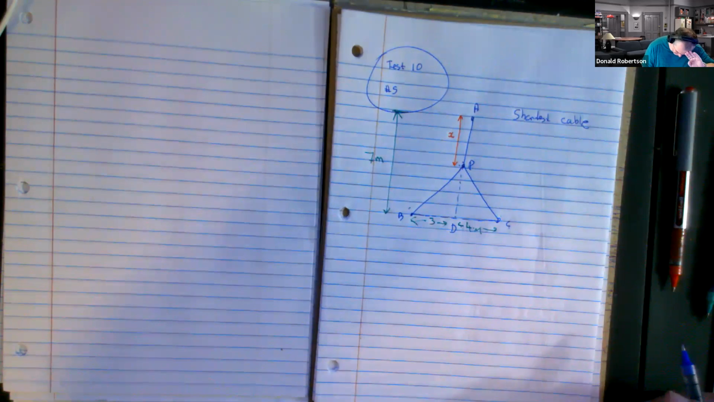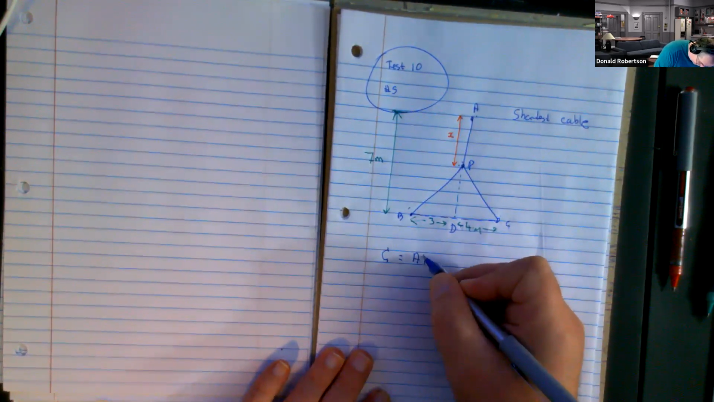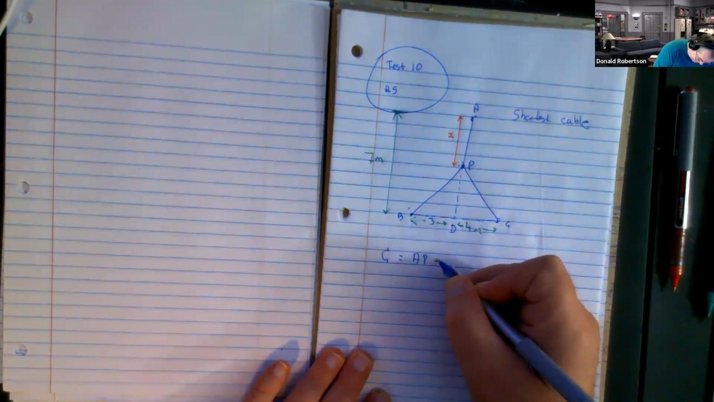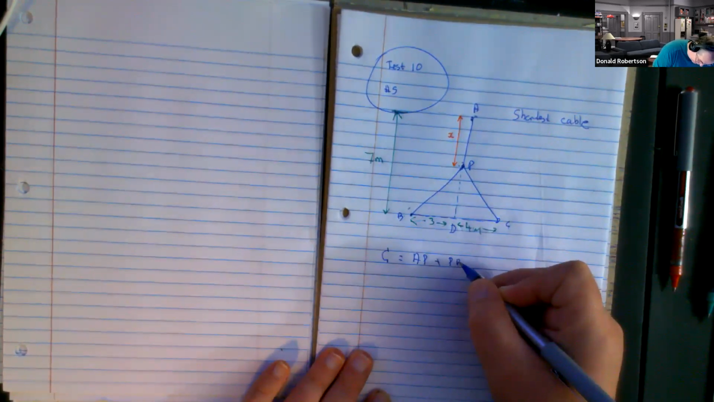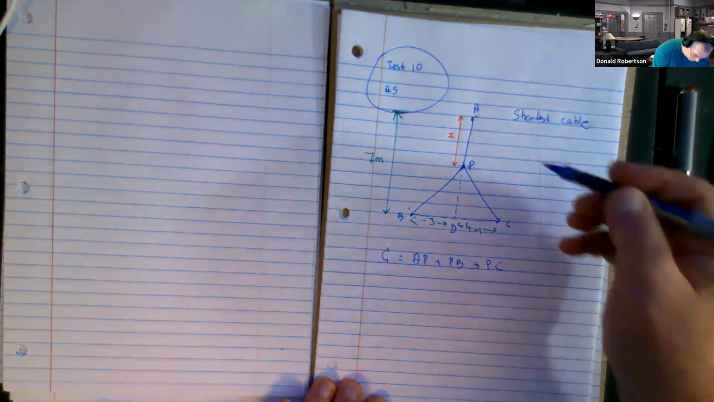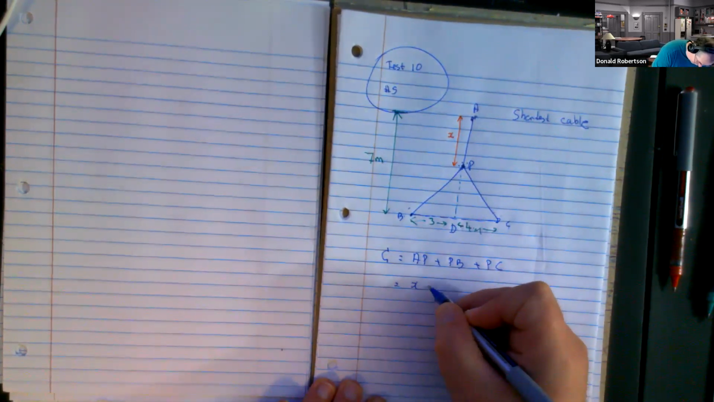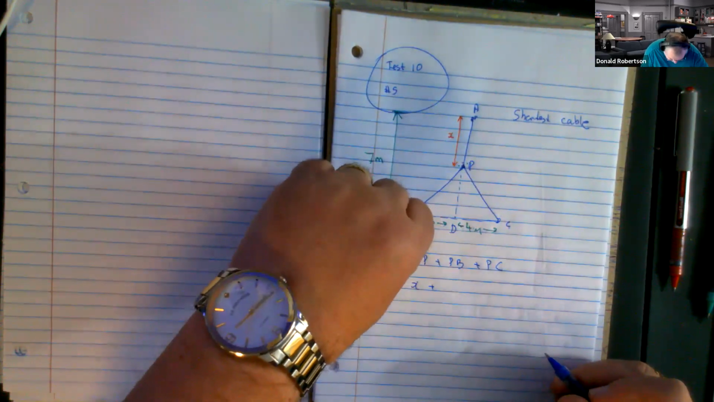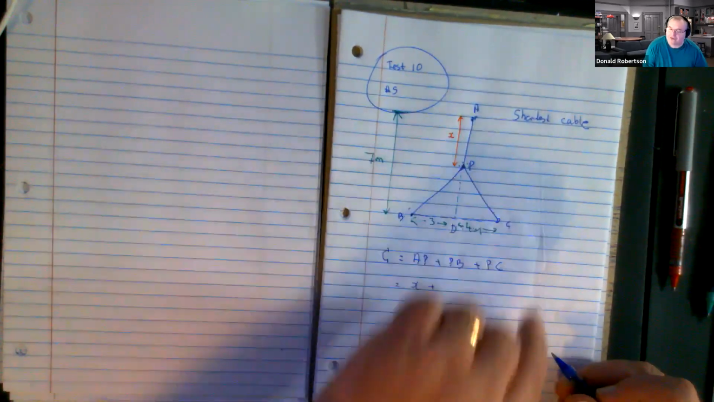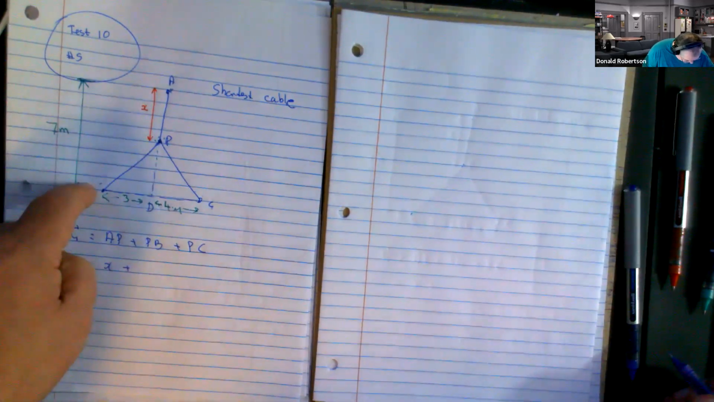And so we are going to create the cable one. I'm going to call it C for cable. And the cable is made up of 3 pieces: a piece called AP, one called PB, and one called PC. Now the piece of cable called AP, that distance is X. Now I need to know what that distance is in terms of X and what this distance is in terms of X.